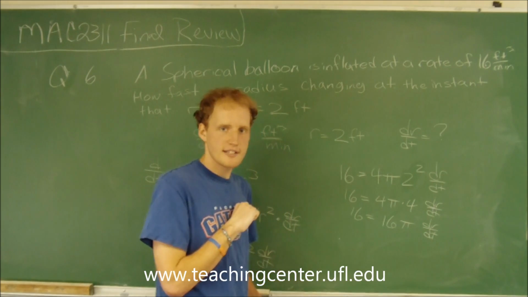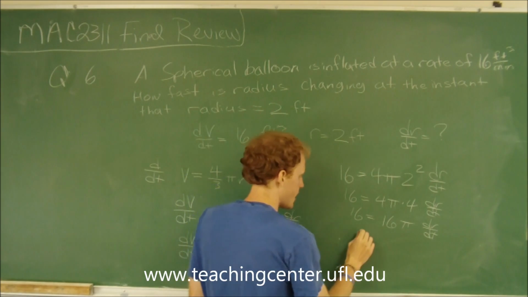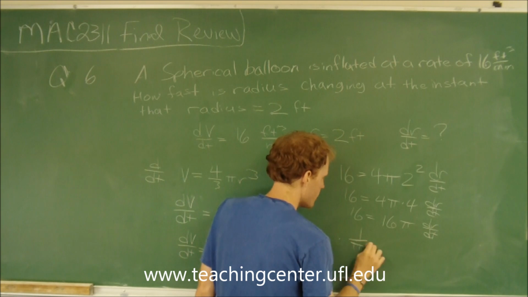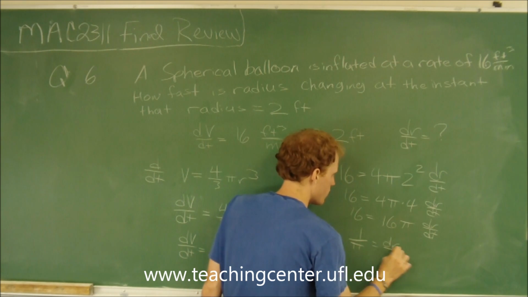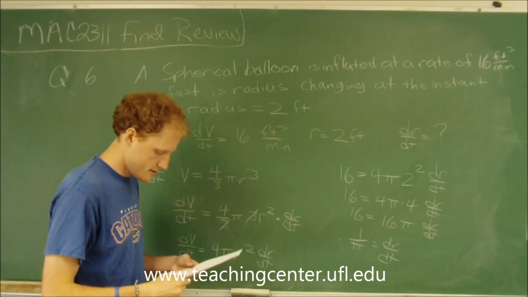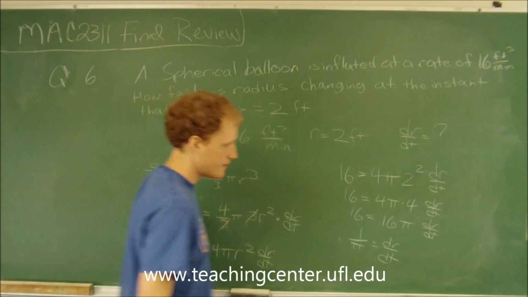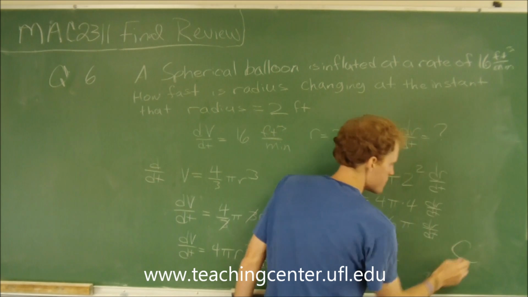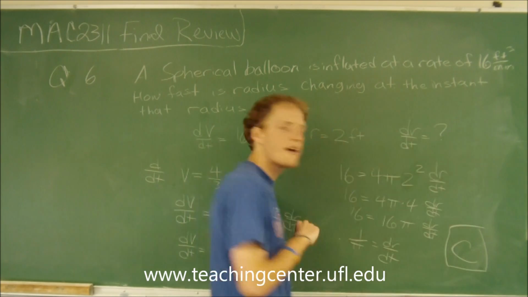Divide both sides by 16 pi, and we get 1 over pi equals dr over dt. And that is C. And that's the answer.